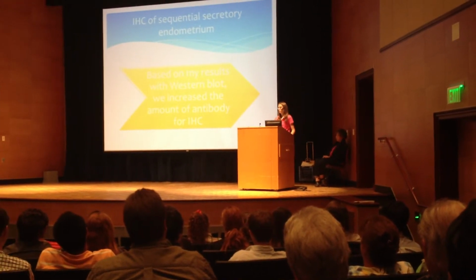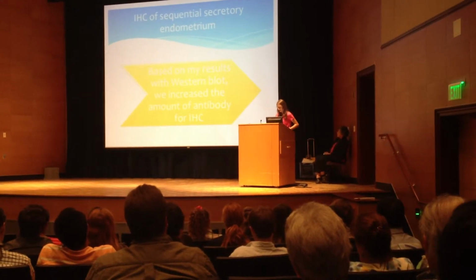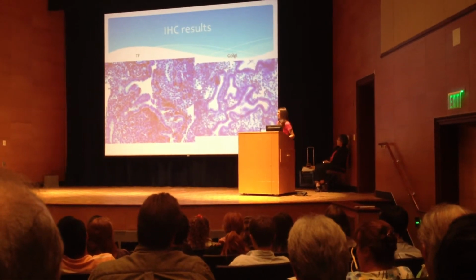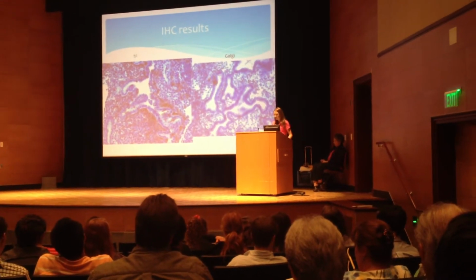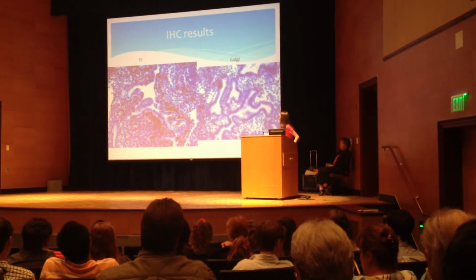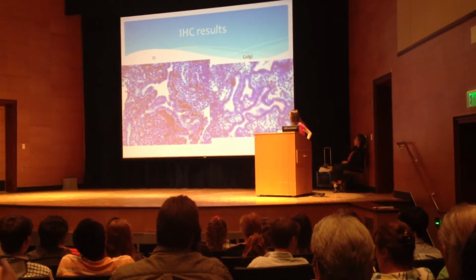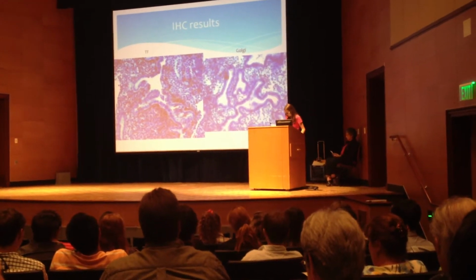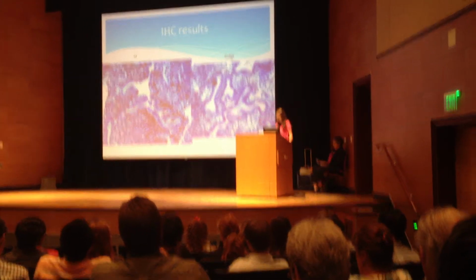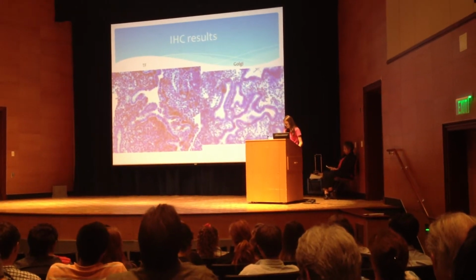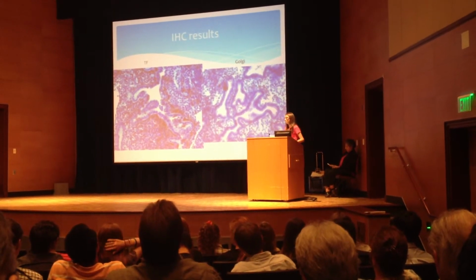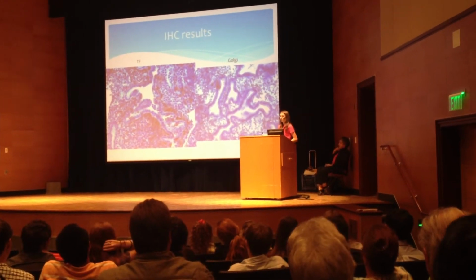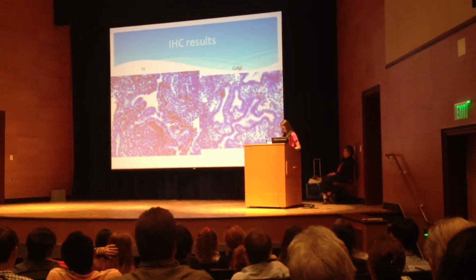So based on my results from the Western blots I carried out, we increased the amount of antibody for the immunohistochemistry. And these were the results that we got, which we just did last week. As you can see, on the left is a staining for tissue factor, and on the right is Golgi. They're not the exact sections, but they are similar. The Golgi did stain in some cells, but we cannot assume that they are co-localized because we were not able to match up the exact same sections. But future studies will include immunofluorescent co-staining.